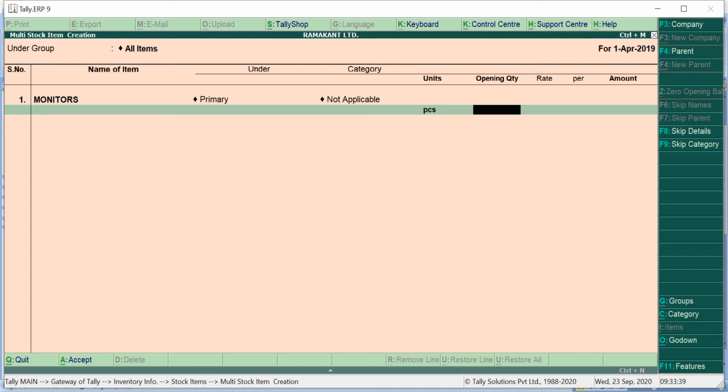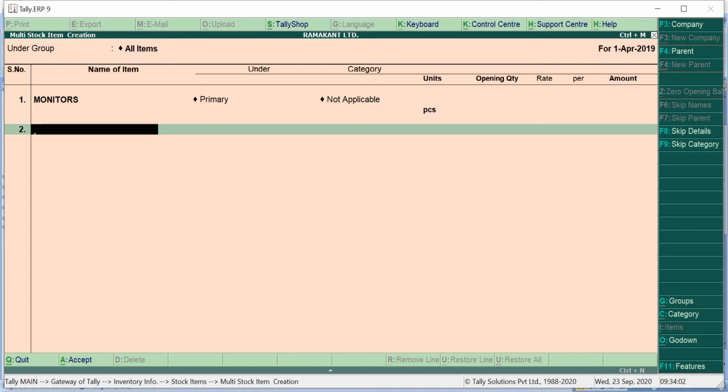Let me tell you, if by mistake you enter the whole table in opening stock column, there will be error. Further, Tally will not allow you to enter the transaction of purchase. Okay, so don't enter the amount in the column of opening quantity.